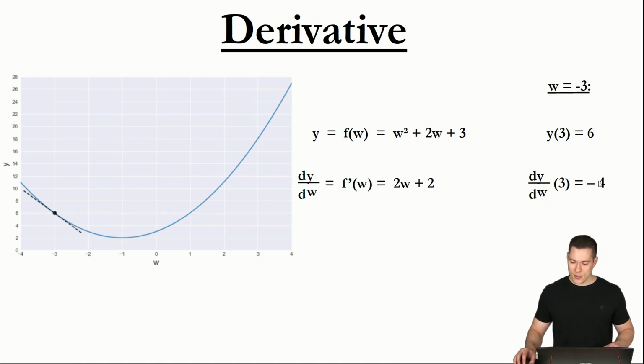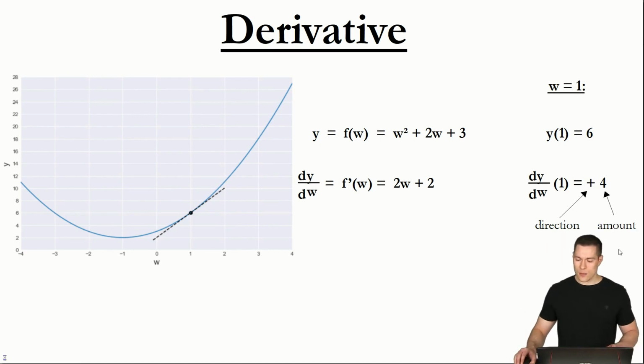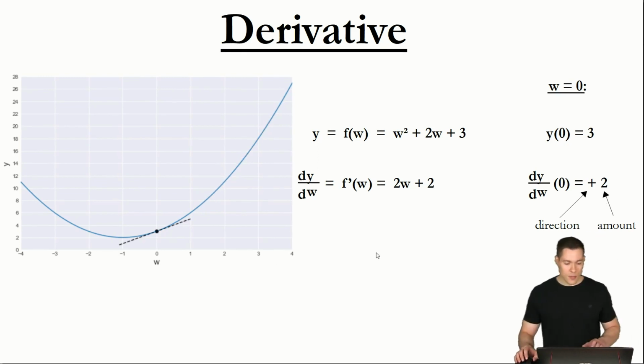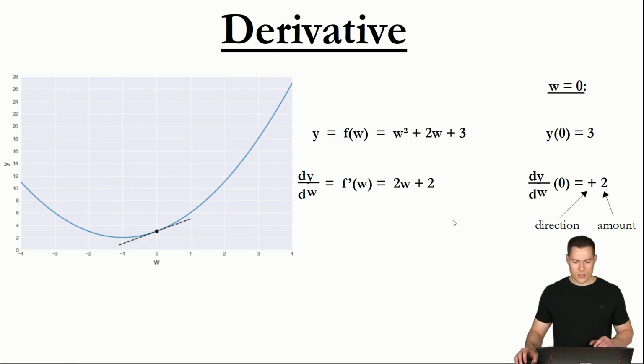The first one is the sign here of the derivative, and this tells us the direction of the change. So is our function going to decrease or is it going to increase? And then the second piece of information that we get from the derivative comes from this actual number here, and this tells us the amount of the change. So will our function or y increase by a lot, or will it increase only by a little? And in my opinion, this is the most important concept to understand for how backpropagation works and what it does.